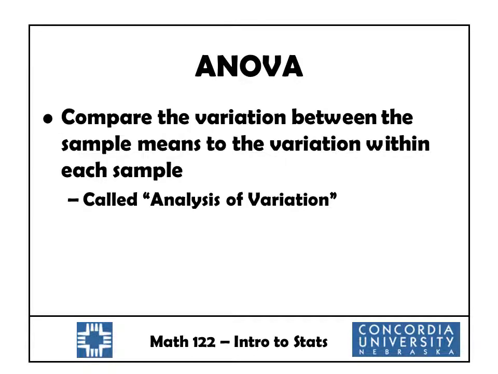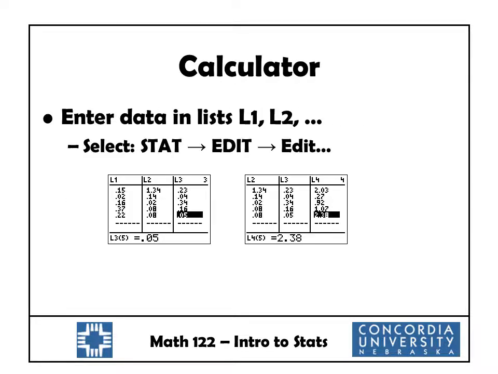So the idea behind the analysis here is that we're going to compare the variation between the sample means to the variation within each sample. So we're going to compare those sample means and take into account the sample standard deviations. And this type of test is what's called analysis of variation, which is kind of a scary sounding name the first time you see it. The calculations, the formulas are very complicated, so we're just going to let the calculator do the work. Again, it's called analysis of variation, which is abbreviated ANOVA.